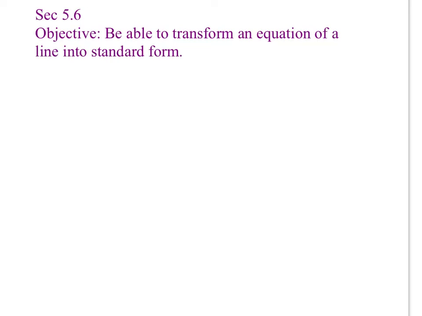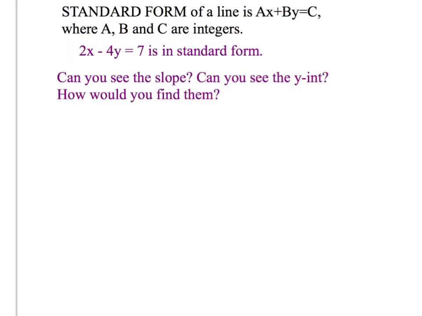In this section, we're going to study the standard form of a line, which you've seen before, but we'll look at again. Standard form of a line is ax plus by equals c, where a, b, and c are integers. So the example you see there, 2x minus 4y equals 7, is in standard form.